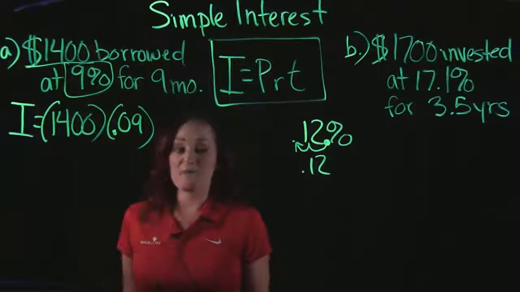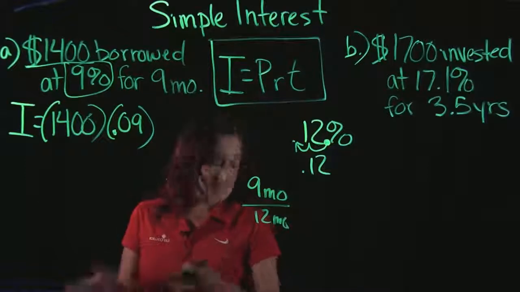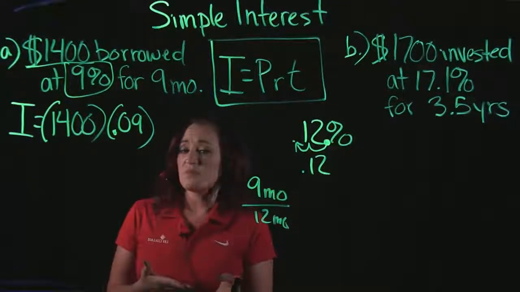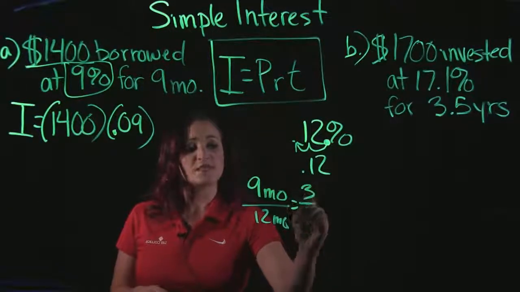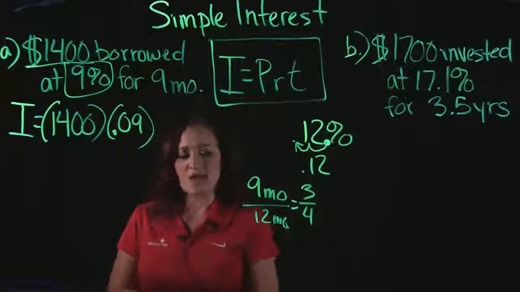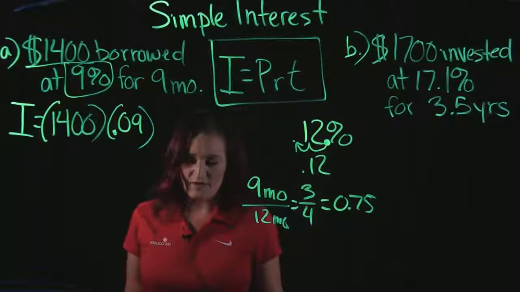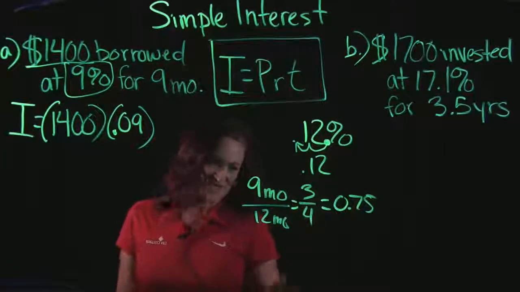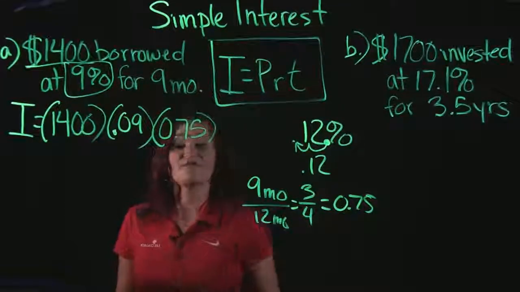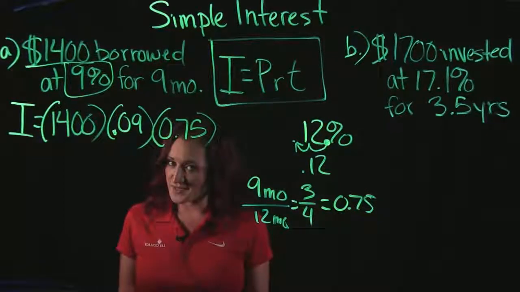Then we have 9 months. So we're given 9 months, and I know that there are 12 months in a year, so 9 out of 12 is what? You can simplify this as a fraction, and if you do so, that does simplify down to 3/4. Or if you type that into the calculator, 9 divided by 12 or 3 divided by 4, you do get 0.75. And just to make our life easier, let's go ahead and go with the decimal instead of the fraction. So I'm going to plug in 0.75. Otherwise, we just need to type this into the calculator and we have our answer.